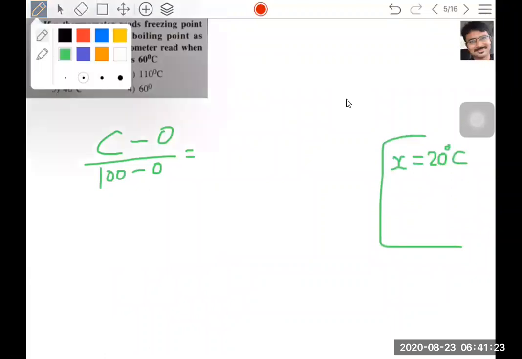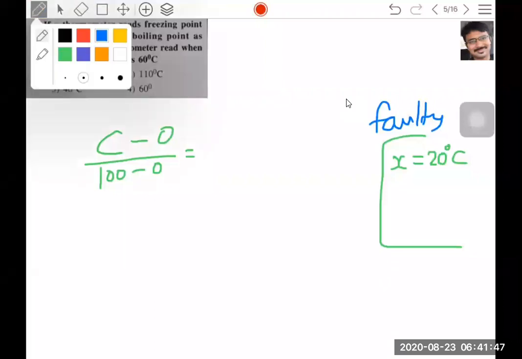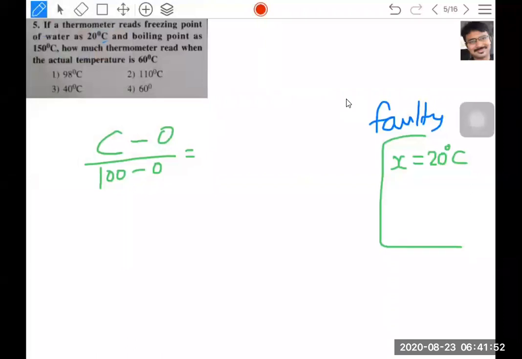Yes, we have to understand that point. What type of thermometer is it? Faulty thermometer. How do you know, sir, that it is a faulty thermometer? Because you check the centigrade lower fixed point and upper fixed point. The lower fixed point value they have given is 20, and the upper fixed point they have given is 150. That means those values are wrong. Whenever they have given a mistake in the values, we have to take it as faulty, as y is equal to 150 degrees centigrade.